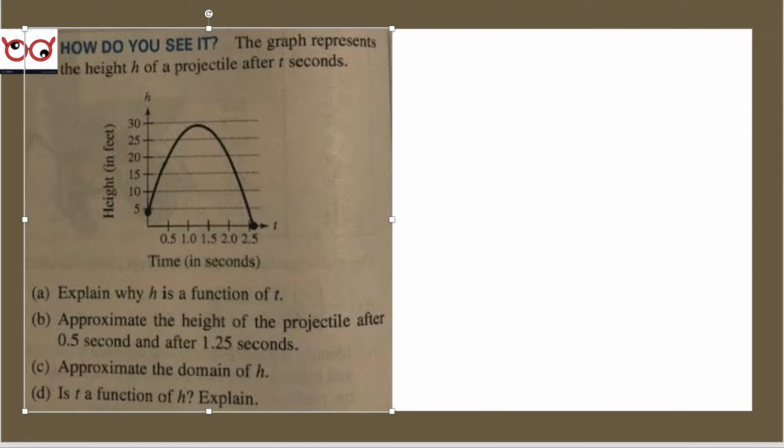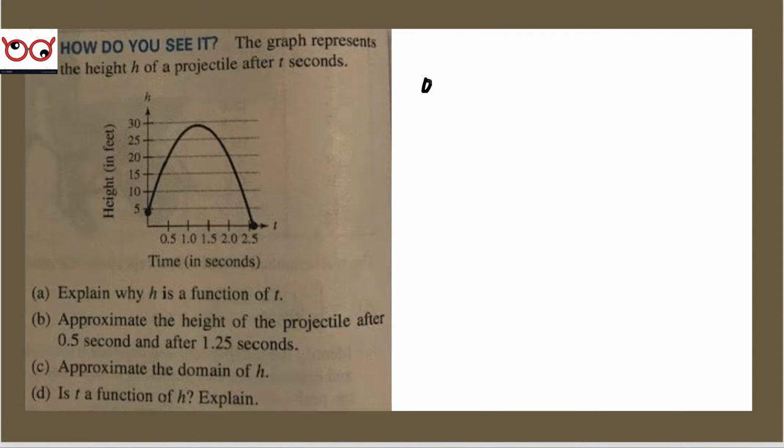So, let me take a pen, okay. So now A says: explain why h is a function of t. So it means f, the function, is equal to h of t. We want to verify why this is a function, h of t.